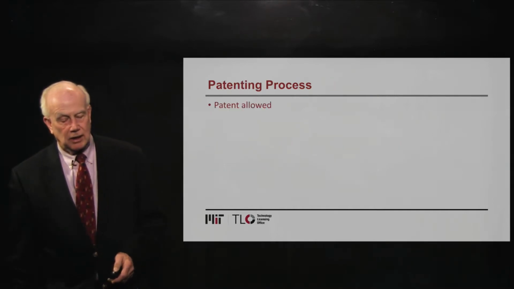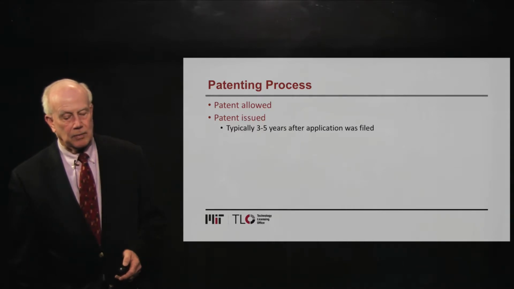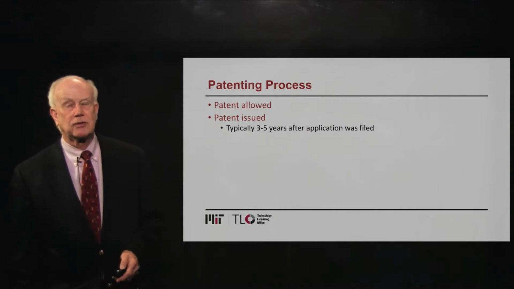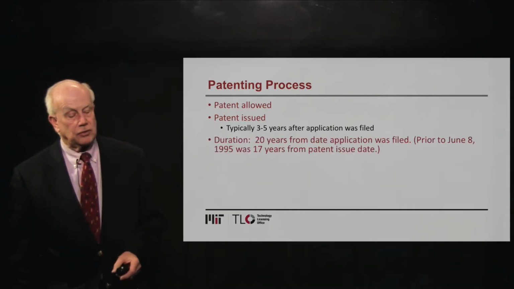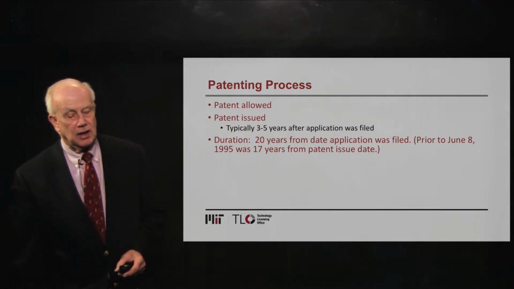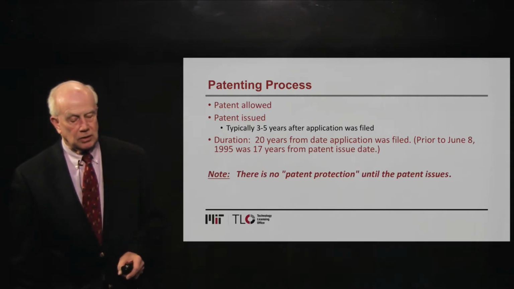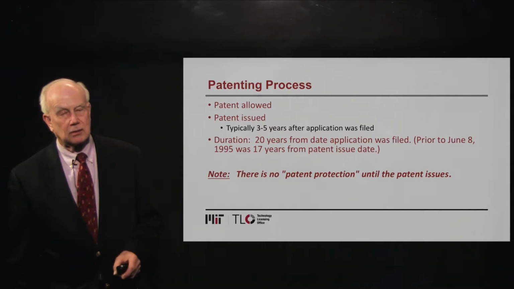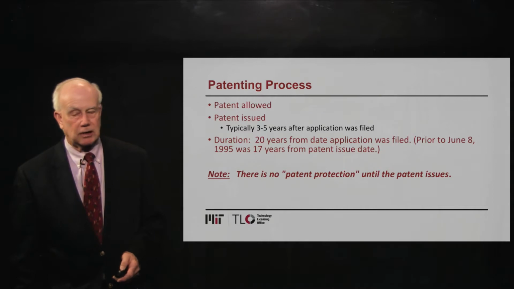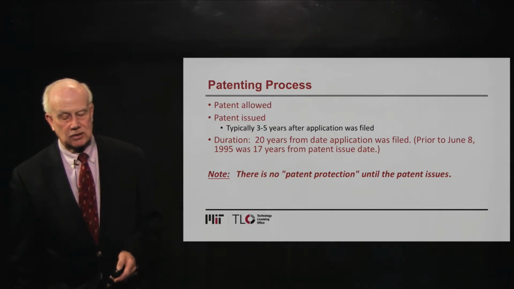The patenting process begins once the patent is allowed. A patent is issued, usually 3 to 5 years after the application was filed. The duration of the patent, as I mentioned before, begins from the date of the patent application and lasts for 20 years. And it's important to know that there is no patent protection until the patent actually issues. So even though you've filed a patent application and you may see products that are marked with patent pending, there is in fact no patent until the patent actually is issued by the U.S.